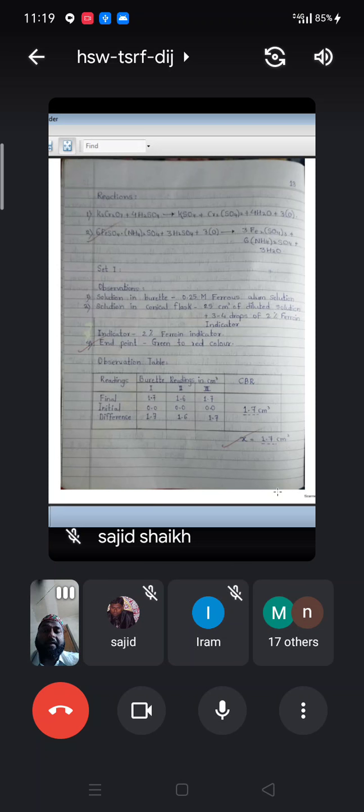Please go through this experiment. All experiments are simple ones. There are 5 experiments, out of which you have to perform any one experiment in the exam. This is a 50-mark experiment: 40 marks for the experiment, 5 marks for the viva, and 5 marks for the journal.